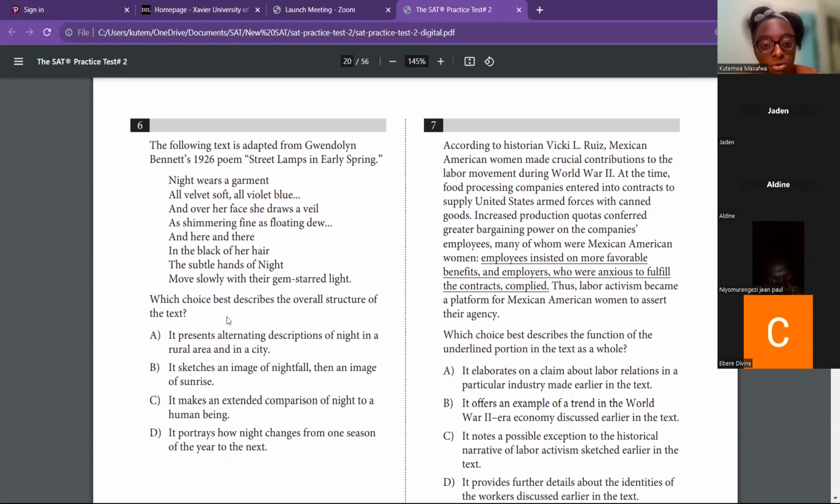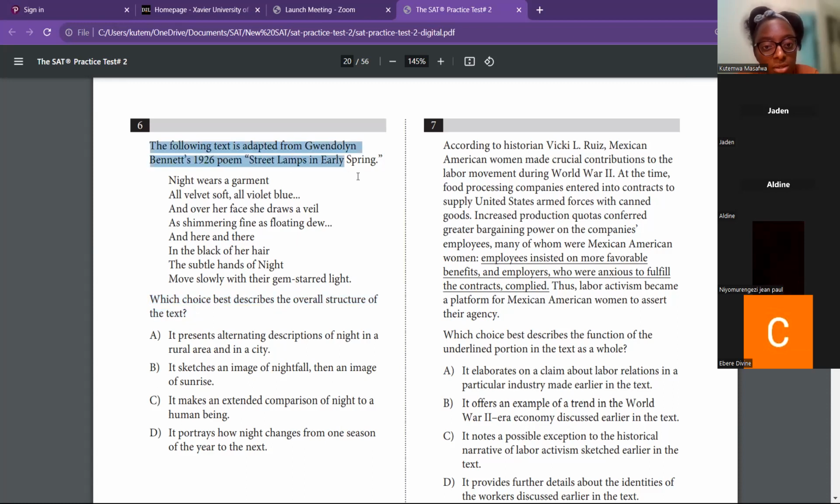So we're going to go through this one and then we'll see if you can find any other main idea questions. So I'm going to read through the question and read through the options, and I want you guys to come up with your own answers and let me know what you think. Okay, so first thing is read the question, because that tells you what you're looking for before you even start looking. So we know we're looking for the overall structure of the text.